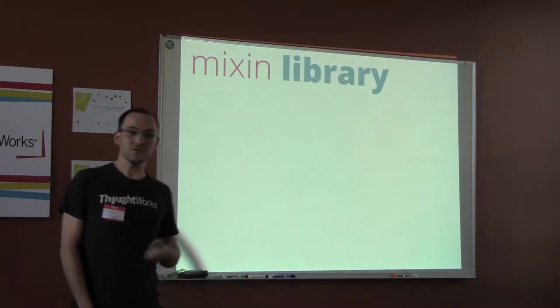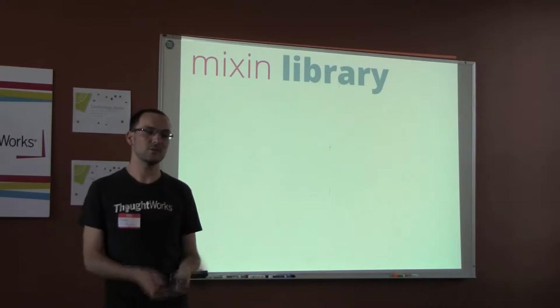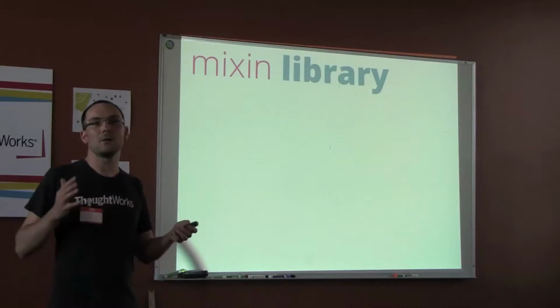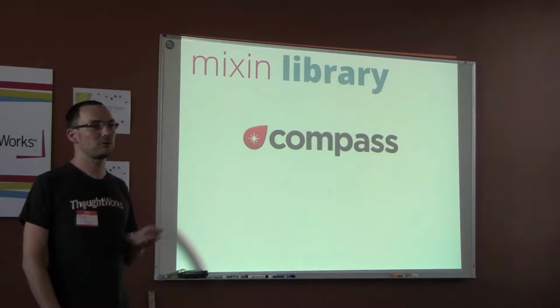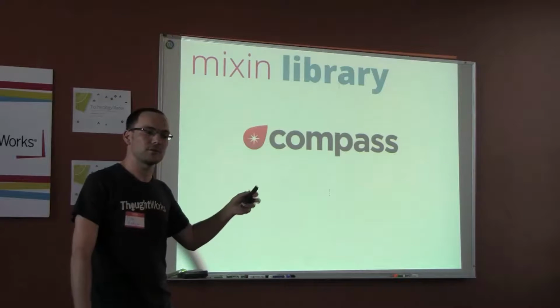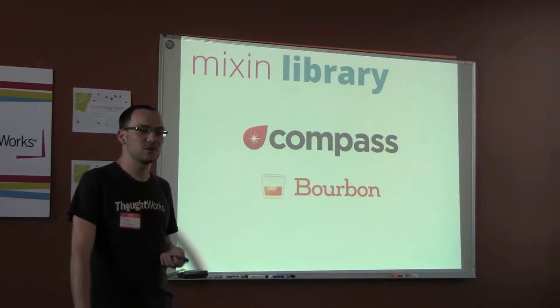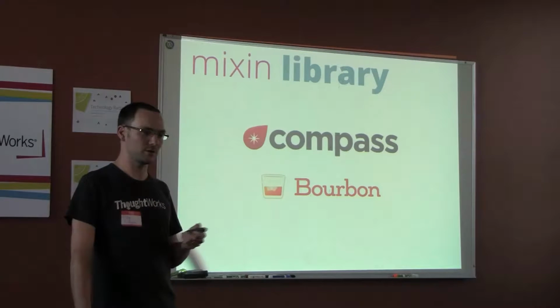So mix-in libraries. Once you've got all of this power, the obvious thing to do next is to pull out some common functionality and put it into a library. So Compass is one of those. They're kind of the granddaddy of these guys. This is kind of developed alongside Sass. There's also more modern things like Bourbon, which comes from Thoughtworks.